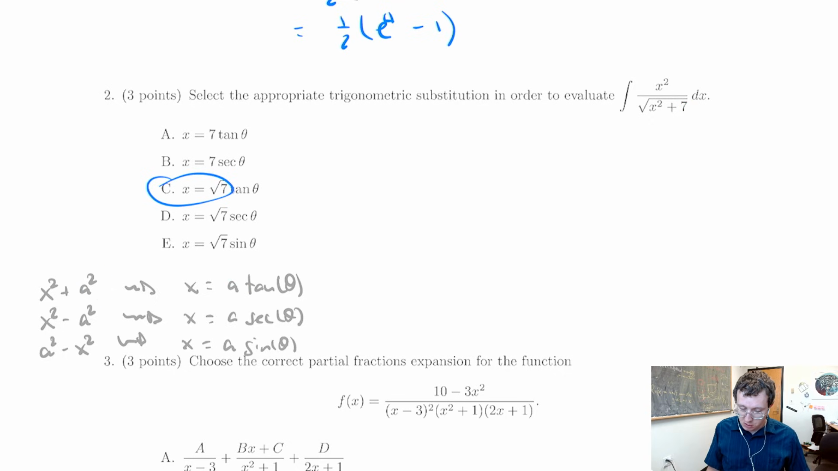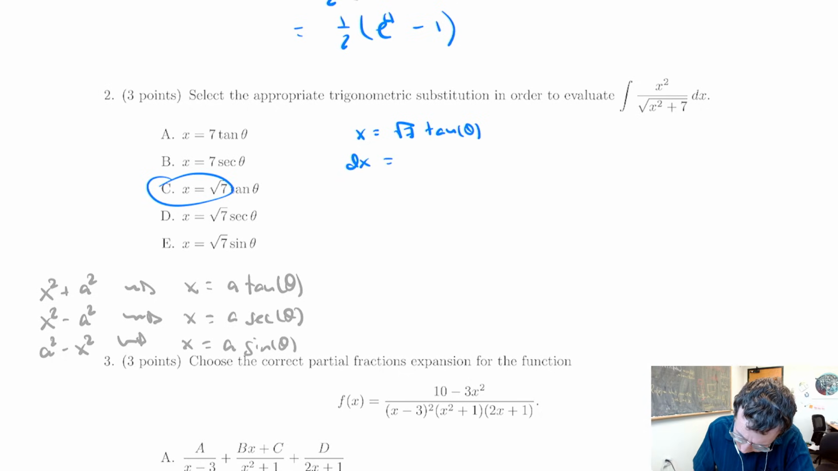So why don't we actually try to do this integral? So I'm going to make the substitution x equals root 7 tangent of theta. I didn't work this out beforehand, so hopefully it's not too bad. I'm also going to need to know what dx is. The derivative of tangent theta is secant squared d theta.